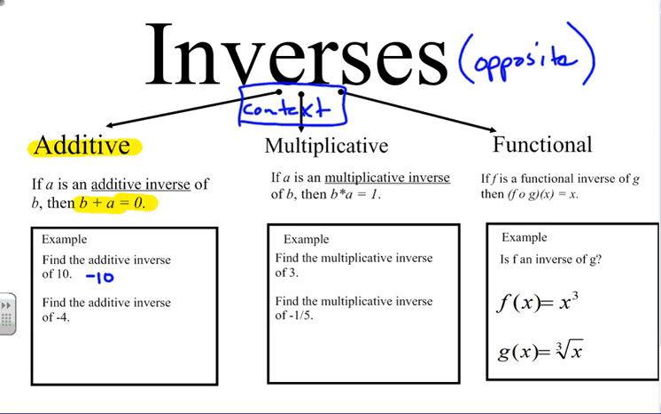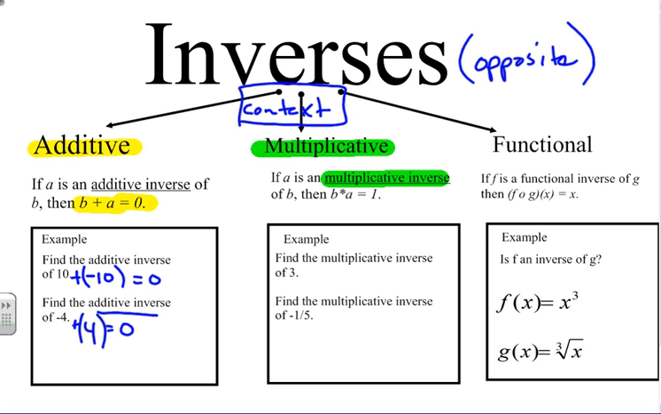If I had negative 4, the opposite or additive inverse of negative 4 would be 4, because when you add those two together, you get 0. And so you know that these are additive inverses. You also have one that's called a multiplicative inverse. Multiplicative inverses are when you multiply values and what you get is 1.